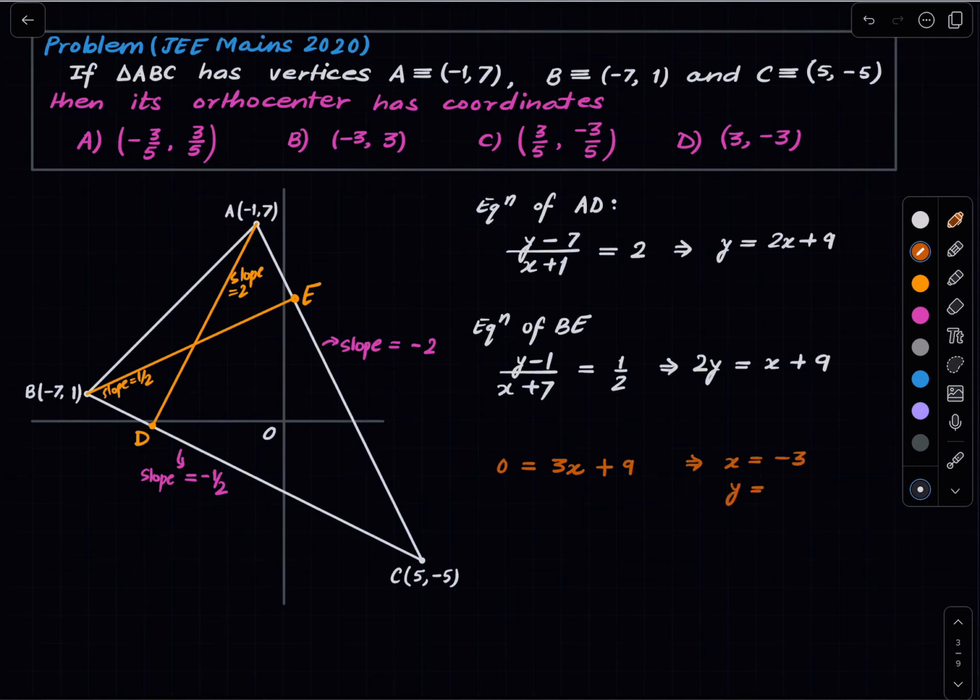and y will be -2, I think, or maybe it's 2, because I substitute -3 here. This becomes a 6, and 2y equals 6 means y equals 2. No, this is actually 3, not 2. Because that becomes a 6, and 2y is 6 means y equals 3. So -3, 3 is the orthocenter, and therefore again option B is correct. Okay, great. So let's proceed.